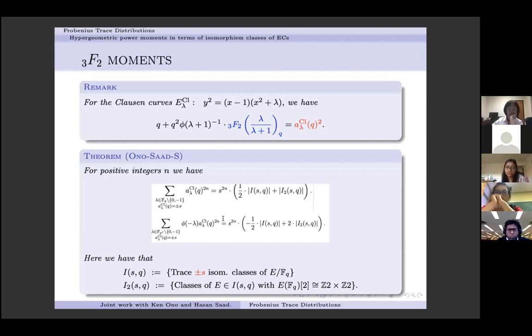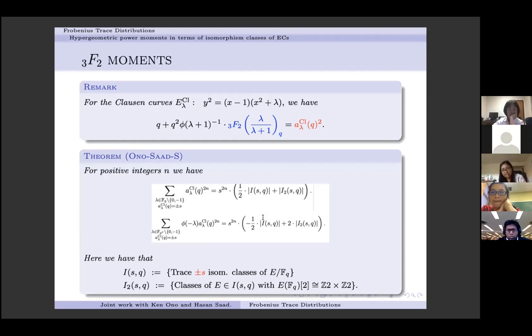For the first set, I_s(q), this is the set of F_q isomorphism classes of elliptic curves whose trace is either s or minus s. And I_2,s(q) is a subset of I_s(q), where the two torsion points are given by this group. So using these two sets, we organize this sum and represent it as equal to the cardinality of these two sets. Similarly, if we consider this weighted sum, again we consider the same sum where lambda varies over all values where the trace is equal to either s or minus s, and we have given a weight here. So if we consider this sum, we obtain that it is equal to the cardinality of these two sets.